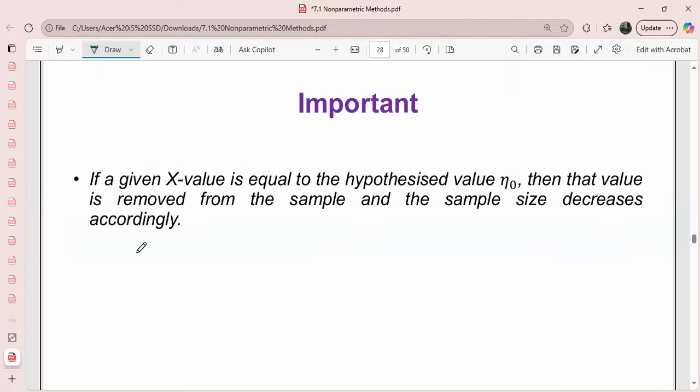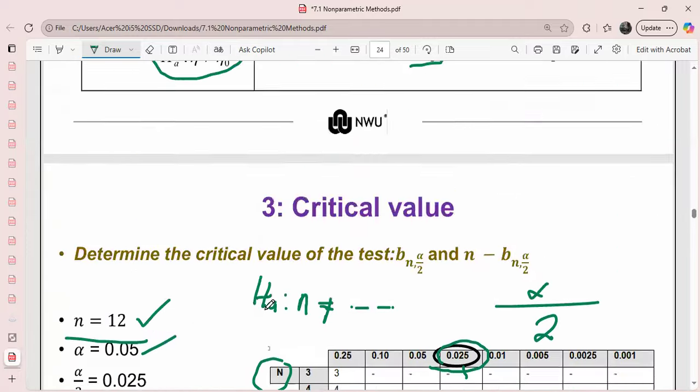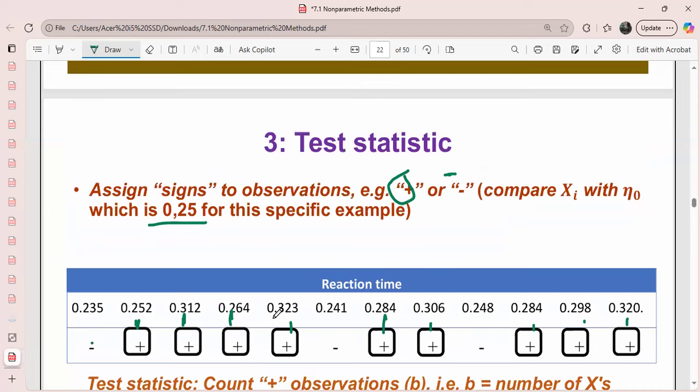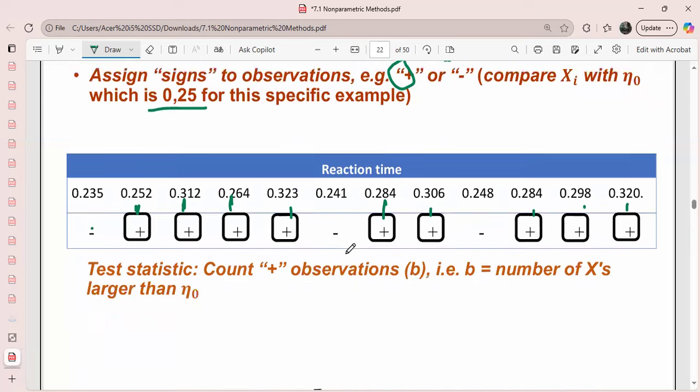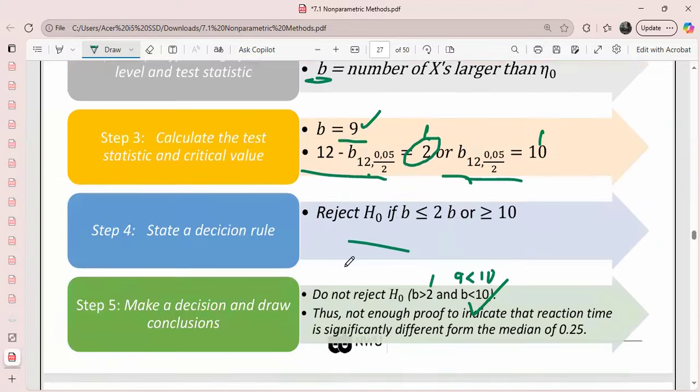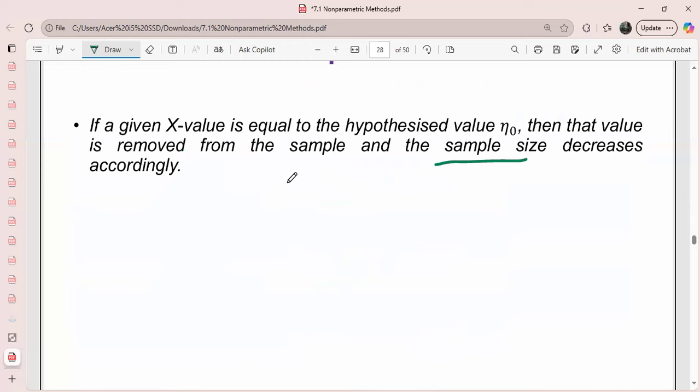Let's see another thing. If you are given an X value that is equal to the hypothesized value, which is the population median, then that value is removed from the sample, meaning the sample size will decrease. If you are given an X value on that reaction time that is equal to the hypothesized value, 0,250, we remove it, and obviously the sample size, instead of 12, will be 11. It will decrease. I think that's what they are trying to say. You see that the sample size decreases accordingly.